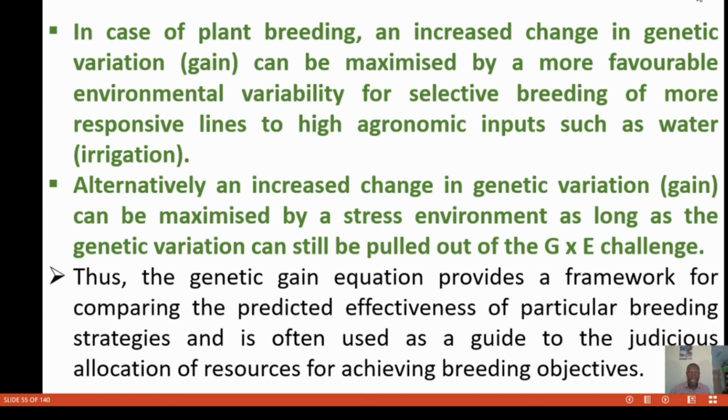Thus, the genetic gain equation does provide a framework for comparing the predicted effectiveness of a particular breeding strategy. The genetic gain equation provides a framework for comparing the predicted effectiveness of particular breeding strategies, and is often used as a guide to the judicious allocation of resources for achieving breeding objectives.